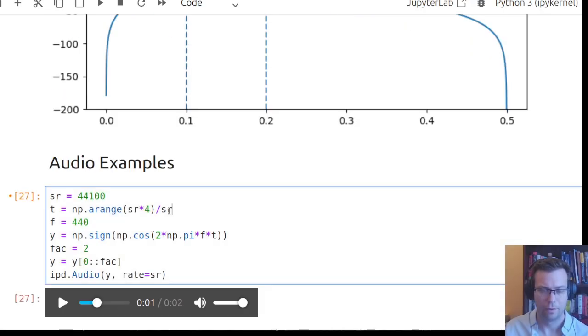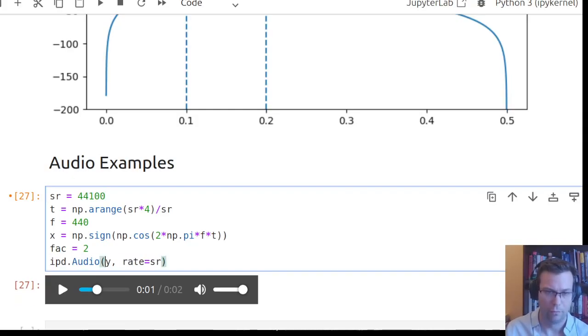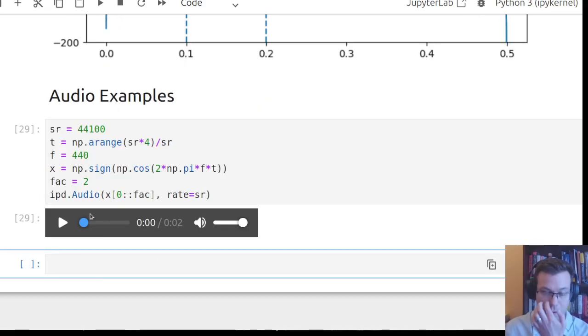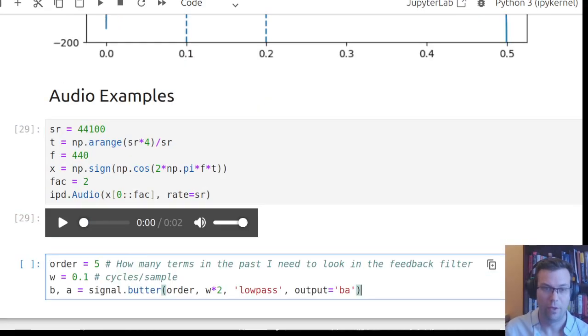And let me change this to X here because I want to differentiate between the original signal and the filtered signal here. So originally I'll just play the signal dropping every other sample, but now I'm going to do a little work to filter this.